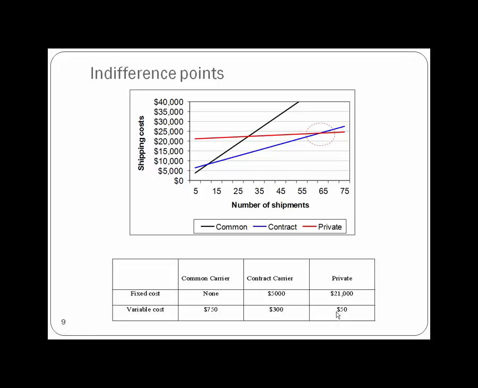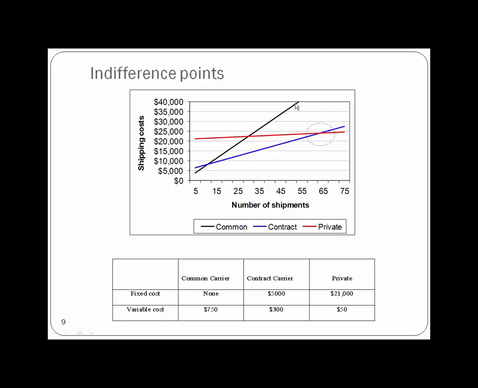So if we look at these three different capacity options and there are three different cost functions, and we try to graph it up here, we get something that looks like this. Let's take the red line for a second. That's the private option here. So even if we make no shipments at all, it's going to cost us $21,000. But the costs are going to go up by $50 per shipment we make. So we get a relatively flat line here.